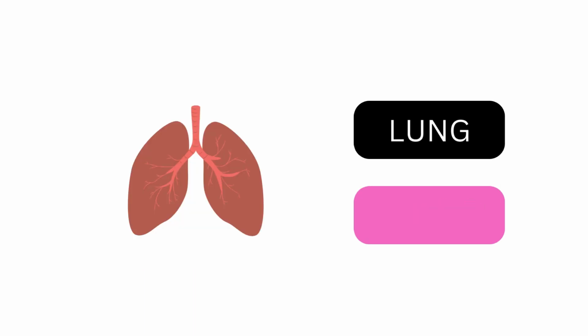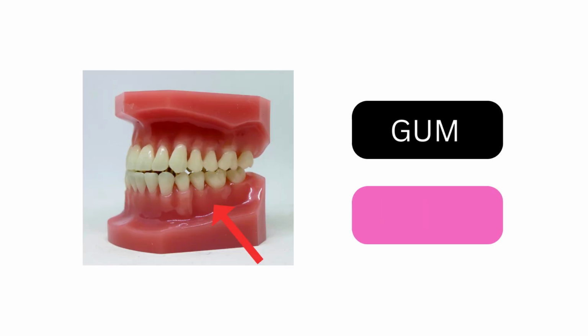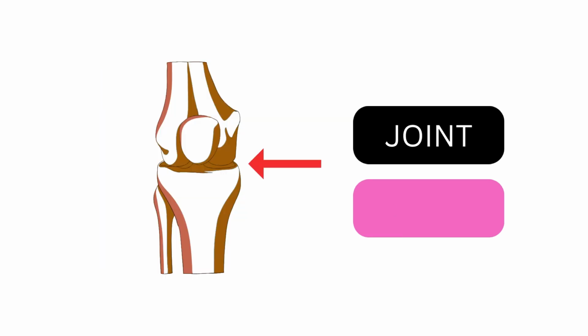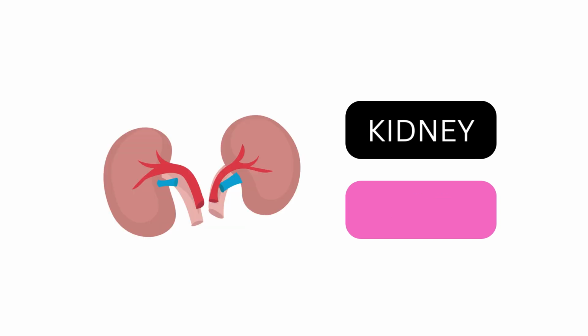Lung in Hindi is फेफड़ा. Eyeball in Hindi is नेत्र गोलक. Gum in Hindi is मसूड़ा. Joint in Hindi is जोड़. Eyelash in Hindi is बड़ोनी. Kidney in Hindi is गुर्दा.